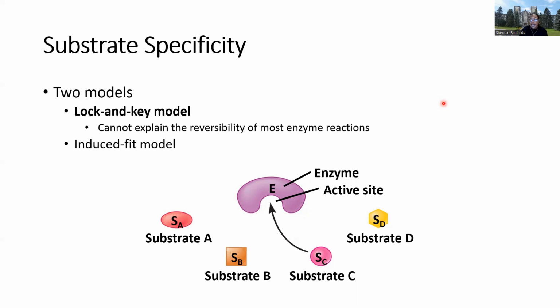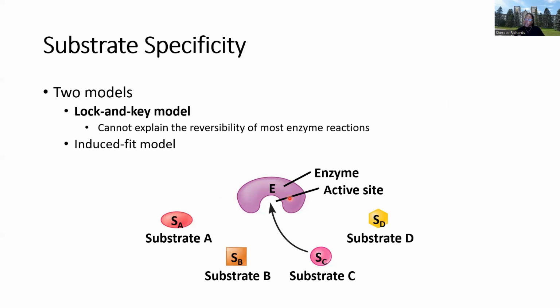The first one is the lock and key model. And the lock and key model is what we're seeing here. And it says that an enzyme has a specific fit for a specific substrate. That substrate will bind to that enzyme, and then the reaction will proceed. Now, the problem with this first model is that it doesn't explain the reversibility of most enzymatic reactions. And this is what we talked about earlier.